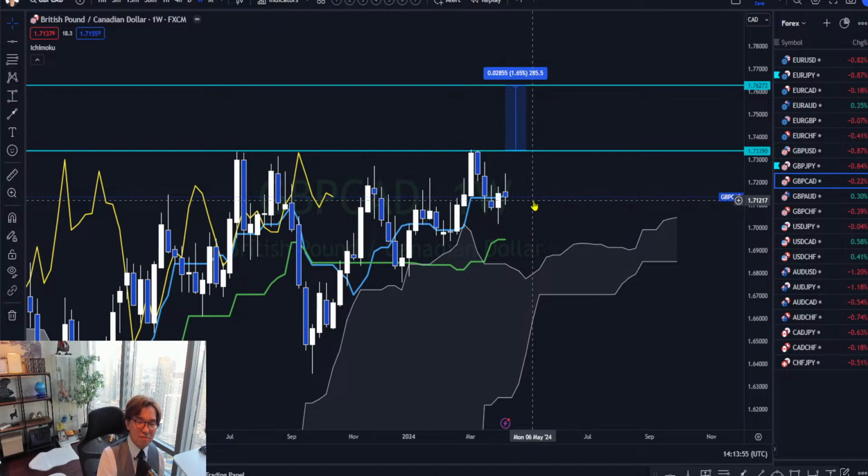But so far it's range, the Kumo Kijun Sen flat, so that means we never know if it becomes bullish or not this week. It's a 50-50 chance in this case. But with that in mind, I monitor the chart continuously.